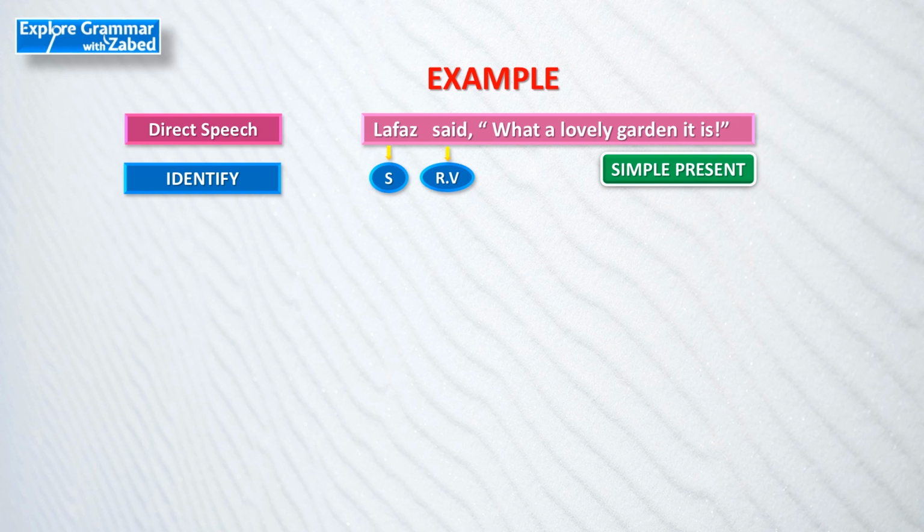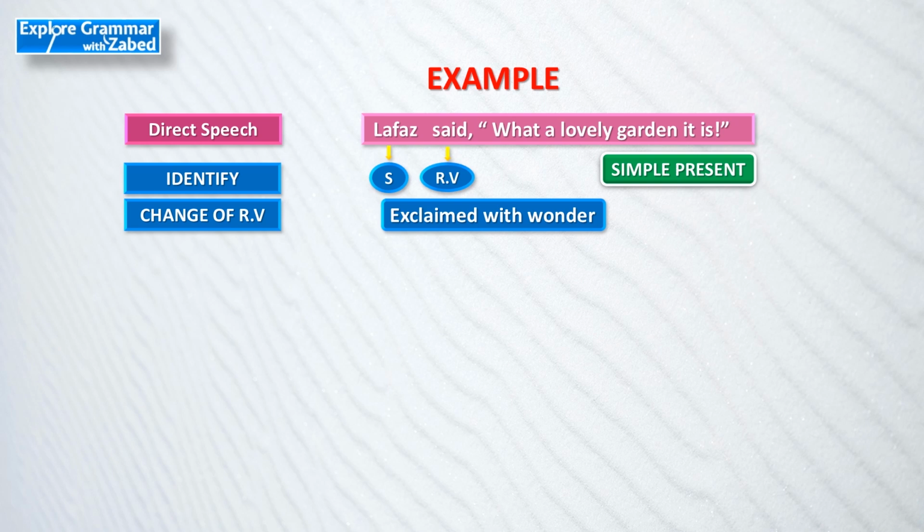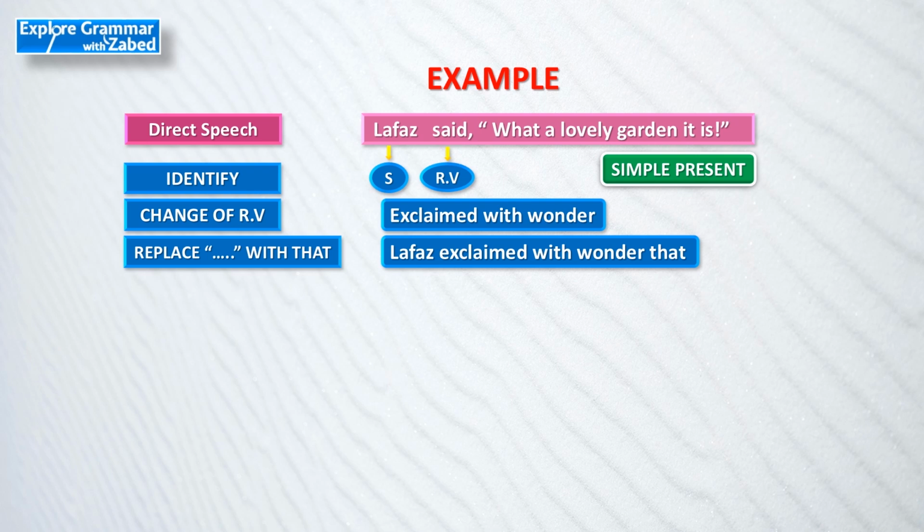Step number 2 is to change of reporting verb. Here, as per the sense, we can see WW was feeling wonderful. So, we can use the word exclaimed with wonder instead of reporting verb said. Step number 3 is the replacement of inverted comma with conjunction that. So, the sentence will become like this. WW exclaimed with wonder that.